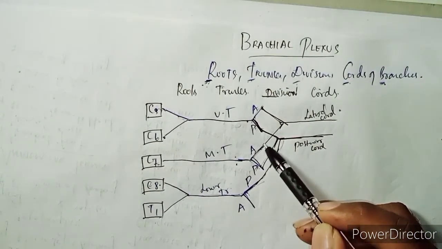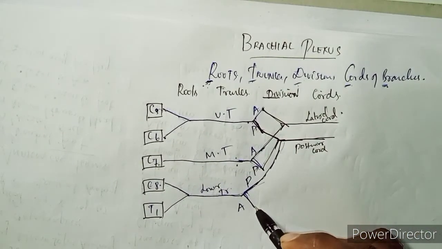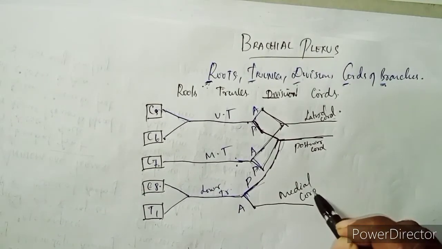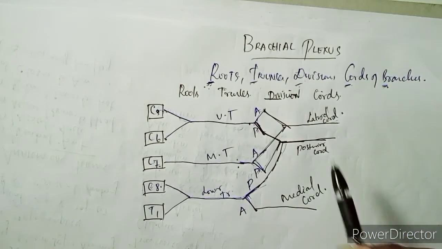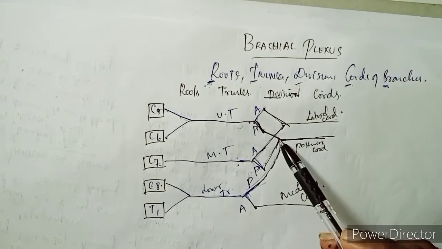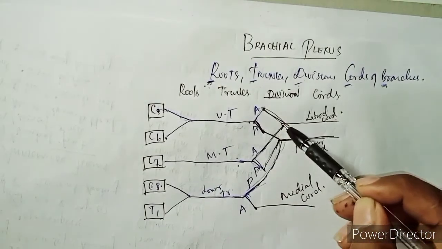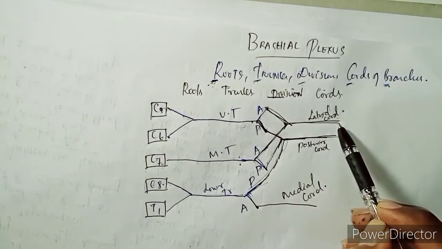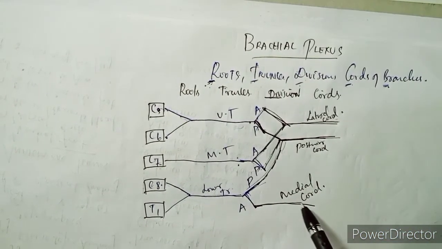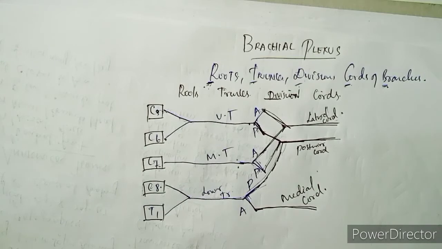The anterior division of the upper trunk and the anterior division of the middle trunk form the lateral cord. Then what is left here? The anterior division of the lower trunk forms the medial cord. See, all three posterior divisions of the upper, middle and lower trunks form the posterior cord. The anterior divisions of the upper and middle trunks form the lateral cord. So what is left out? The anterior division of the lower trunk, which forms the medial cord. We have seen the roots, trunks, divisions and cords.